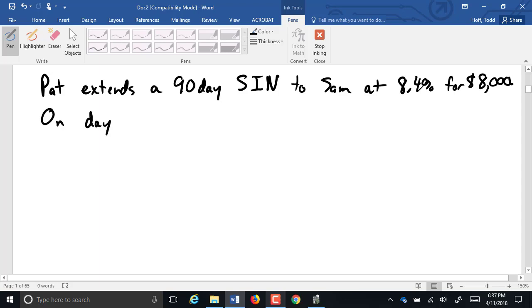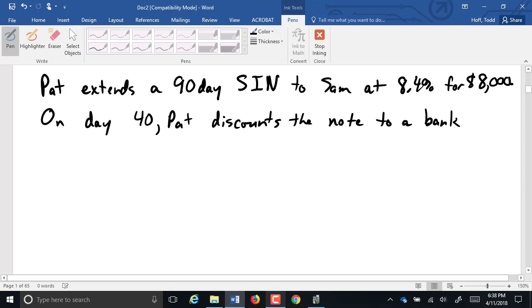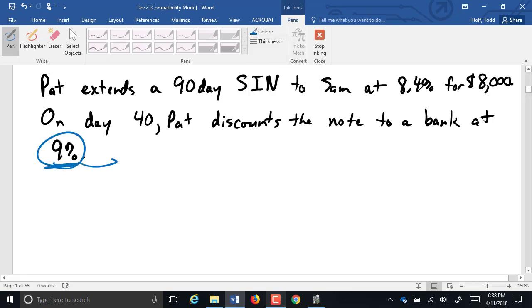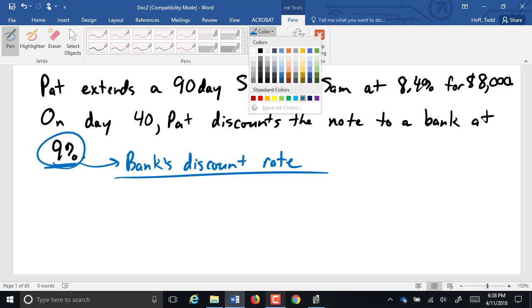On day 40, Pat needs money for some reason, so Pat discounts the note to a bank at 9%. This 9% here is referred to as the bank's discount rate. The bank's going to charge you a rate for lending you that money. That's the rate the bank is charging you.